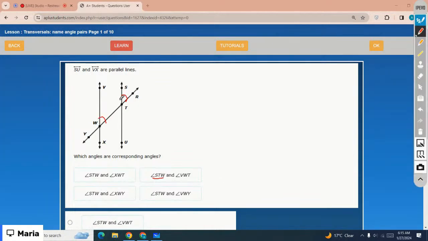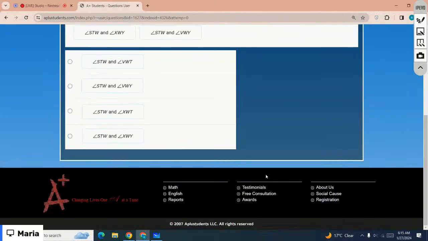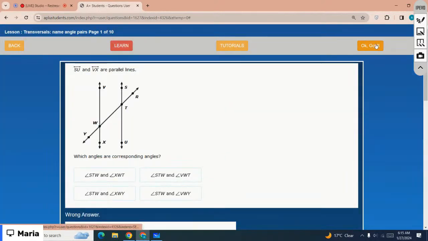STW, this one, and VWT. No. STW and XWY. Yes. This one and this one are the angles that are corresponding. STW and XWY are corresponding angles, right? The correct option is option number C. STW and XWT are the corresponding angles.